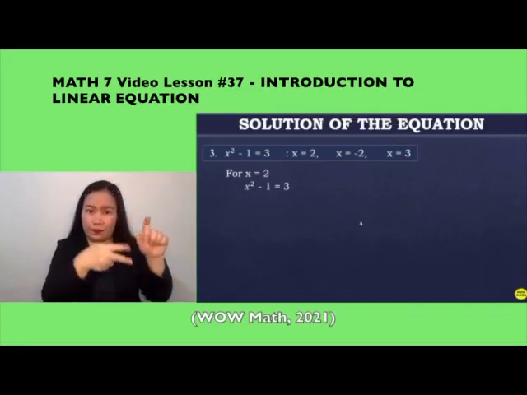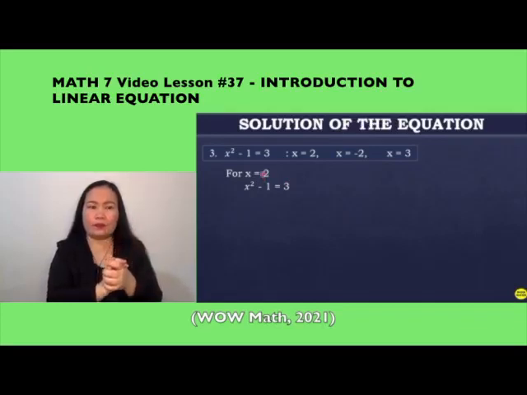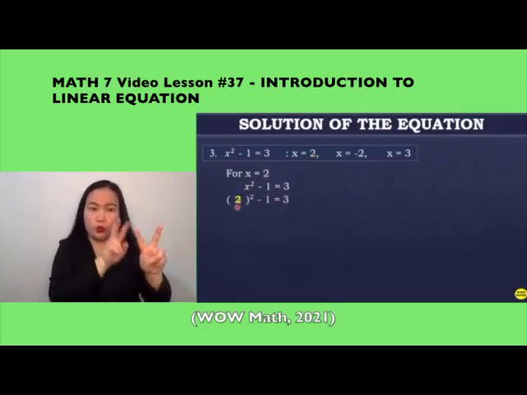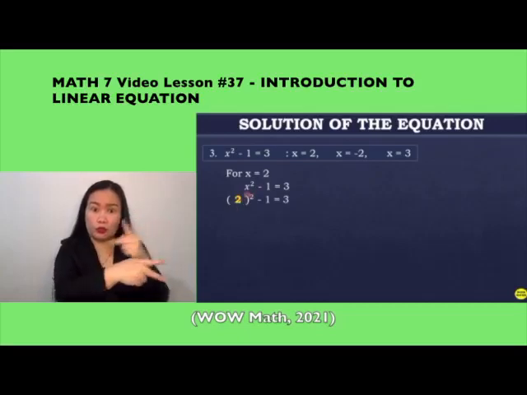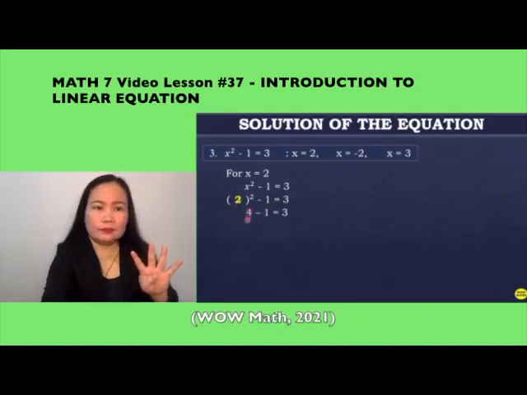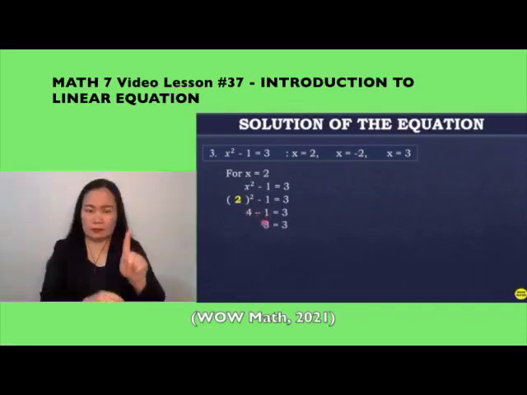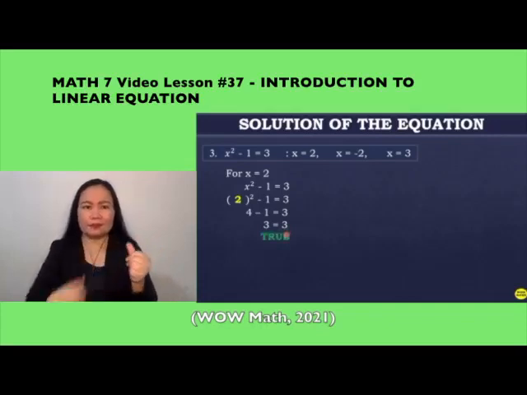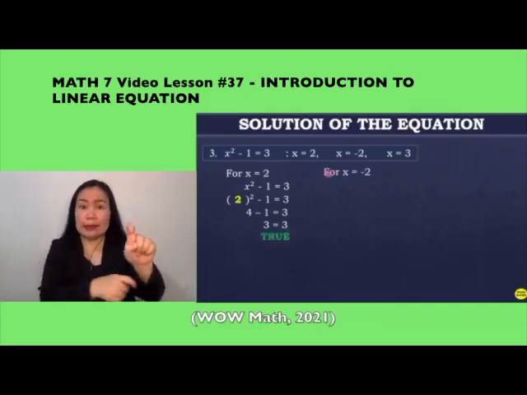Alright, so I have here x is equal to 2. So, ito po ay 2. Okay? Kasi yun yung given natin dito. So, substitute natin si 2. So, we have 2. Ito po siya. Okay? So, 2 squared, unahin po natin yung may exponent. So, 2 squared means 2 times 2. Okay? So, that is 4. So, 4 minus 1, so that is 3. Okay? So, 3 is equal to 3. So, this is true.